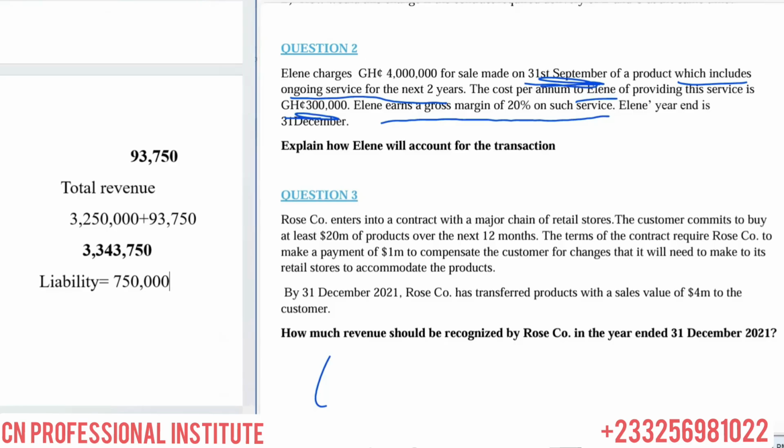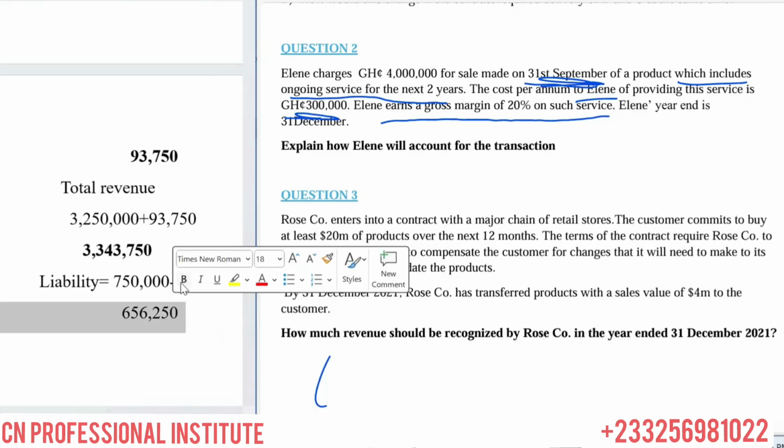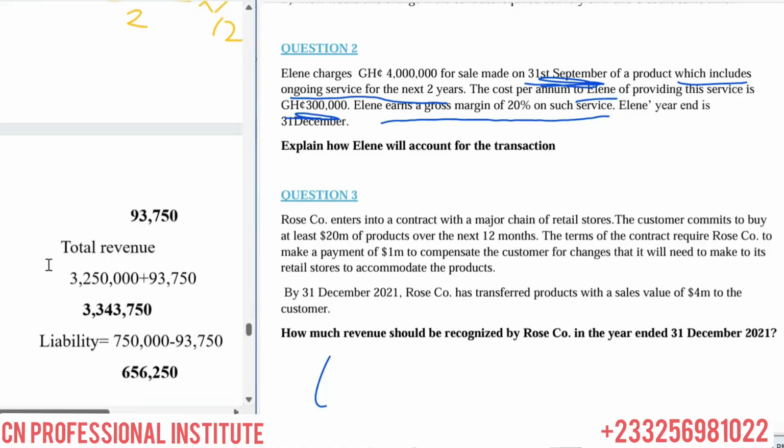Are you following? So the liability will be the 750 for the service minus what we recorded, only 93,750. And we have a liability of what? 656,250 if I'm right. Hope I'm right. But just follow and get it. So that's how we're going to do it. It's very simple. It's similar to the one we solved.